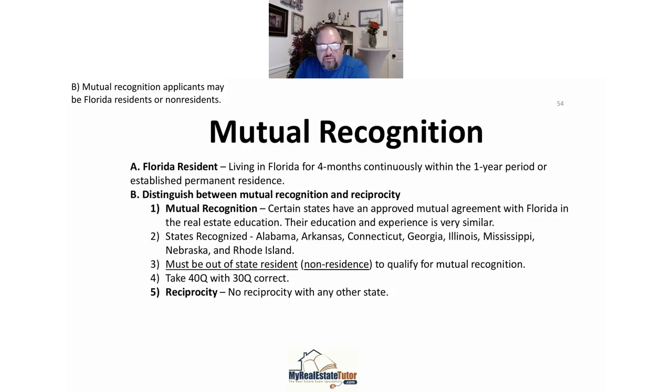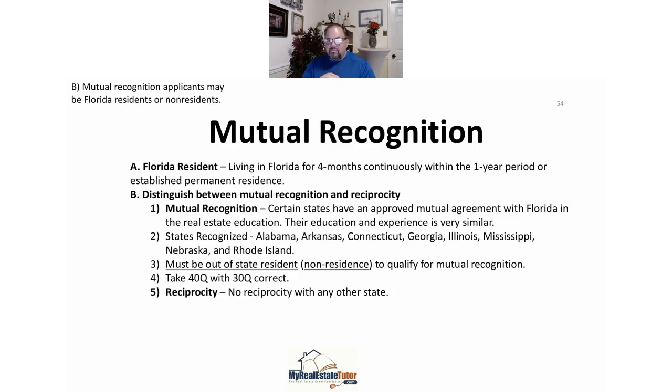You've got to live in Florida for 4 months continuously within a 1 year period, or establish a permanent residence. In other words, buy a house, the next day you move in and that's your address, right? You become a resident of Florida. Now, why is that important, John? Because if you're a resident in Florida, you don't get mutual recognition privileges or benefits at all. They're gone. You have to be a non-resident.